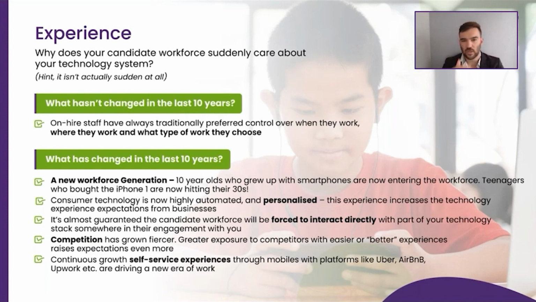This hasn't changed since iPhones. In fact, probably hasn't changed for 30 years. On-hire staff, especially, which is the core that we're focusing on today, and that's anyone from a 10-year, 5-year contract, 1 year, month term, 2 weeks, 1 day shift, 3 hours. They prefer control over where they work, what type of work, and when they work. It's important to note that has not changed.